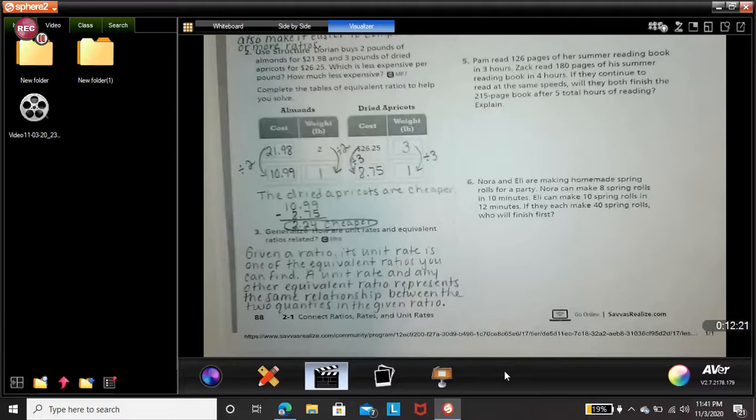Given a ratio, its unit rate is one of the equivalent ratios you can find, which means that they'll be equivalent, or equal in value. A unit rate and any other equivalent ratio represents the same relationship between the two quantities in the given ratio.